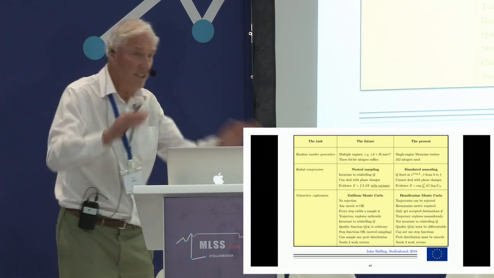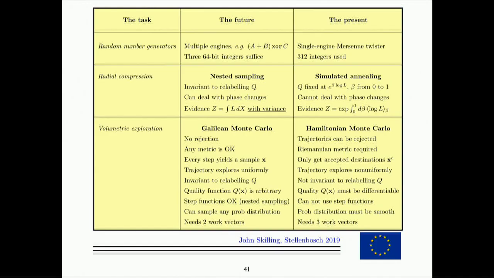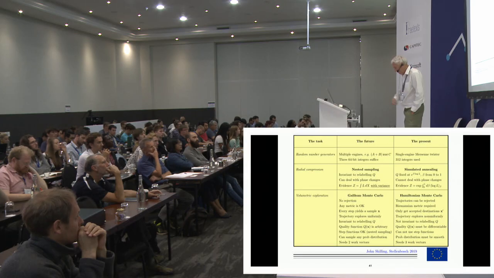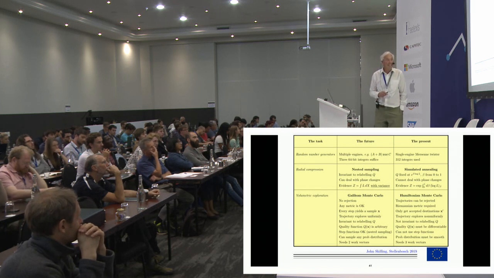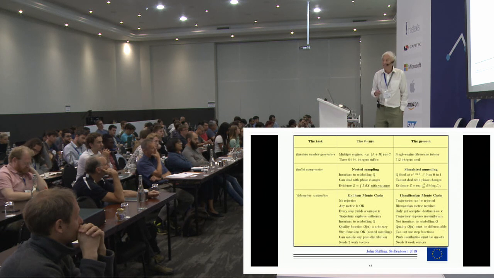And then for the volumetric exploration we need Galilean Monte Carlo, exploring along in straight lines until you hit a boundary and come out again. There's no rejection on that. The worst you get is a reversal. Can't go north or east or west. You have to come back south. And that's fine. But each step in it is an acceptable step.